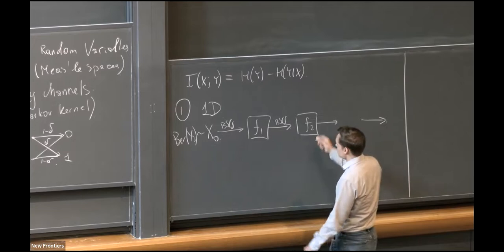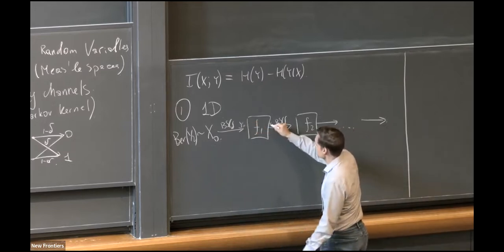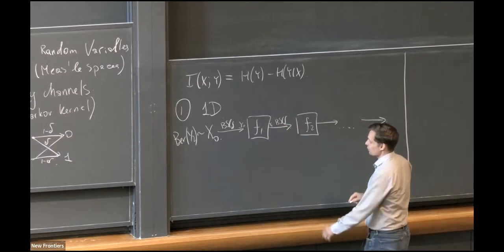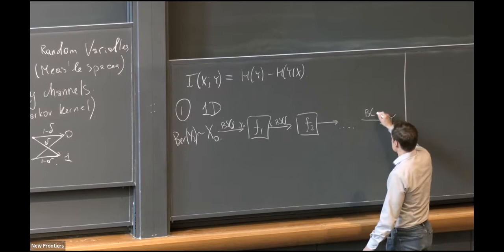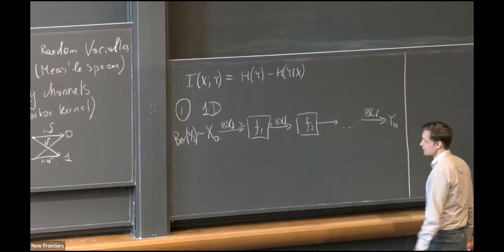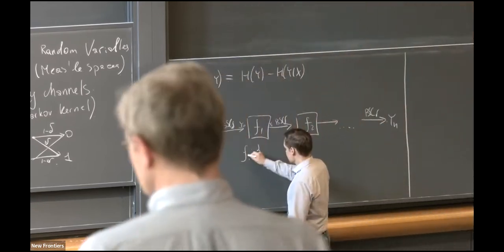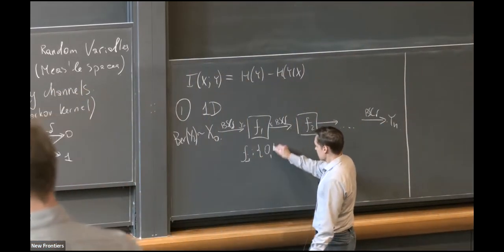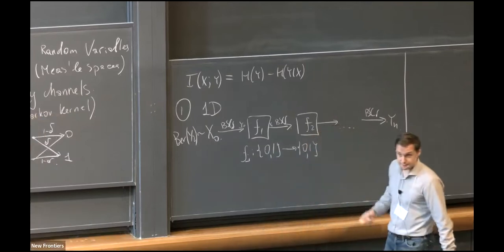Let's say the output of each channel we call Y0, and the input of the next channel is going to be X1, and so on. This continues for n hops, and we get a diagram like this. Notice that each relay function f_j is a function from binary to binary, so there are very few such functions.